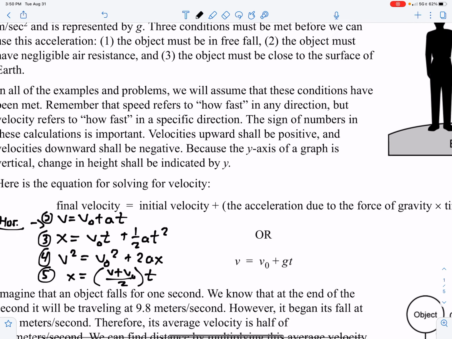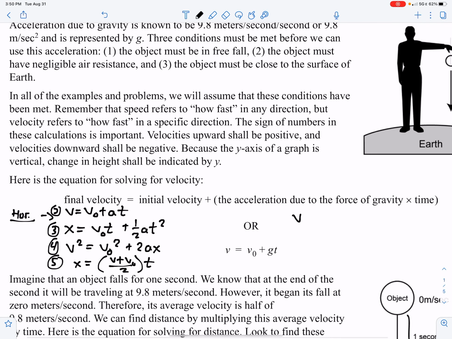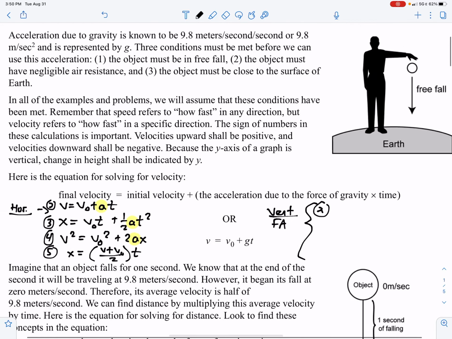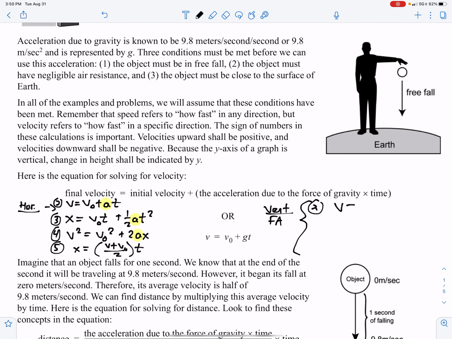Now, when we're talking about free fall acceleration, that's in the vertical direction, we end up doing the following. We translate all of the a's into g's. So the first equation, number 2, becomes v equals v naught plus gt.